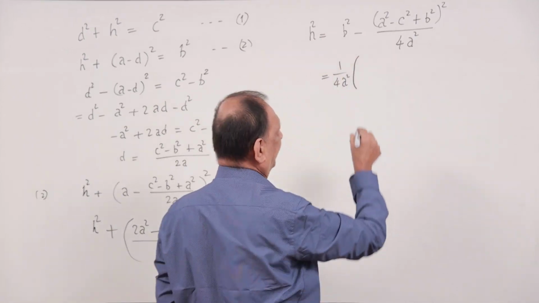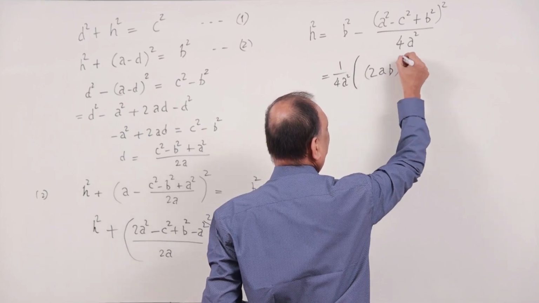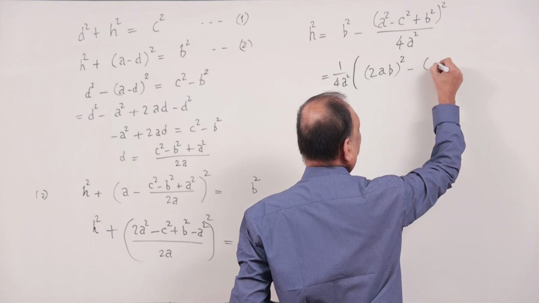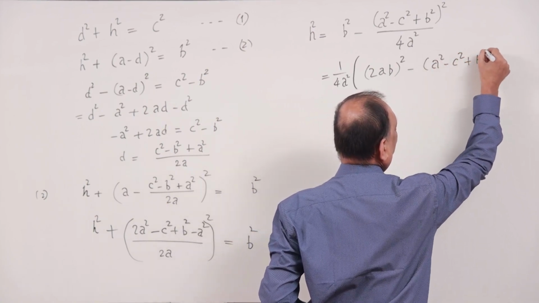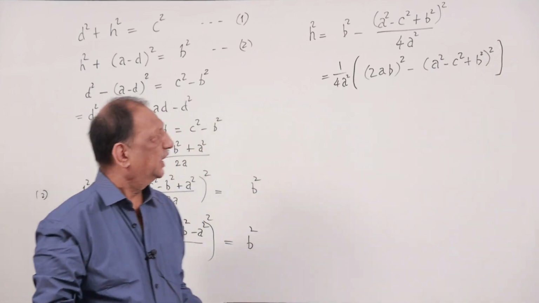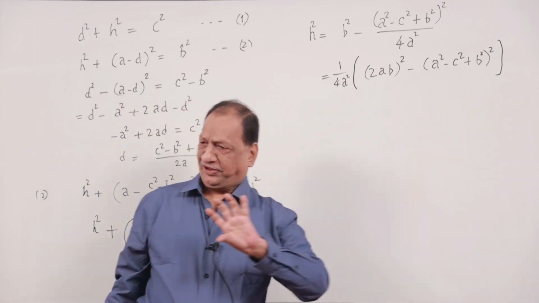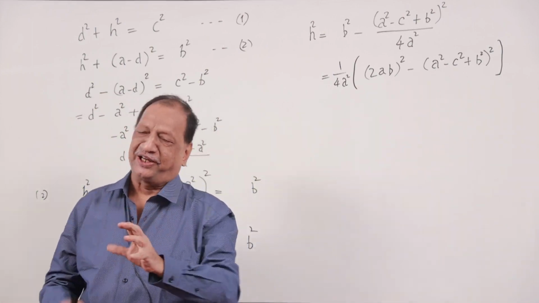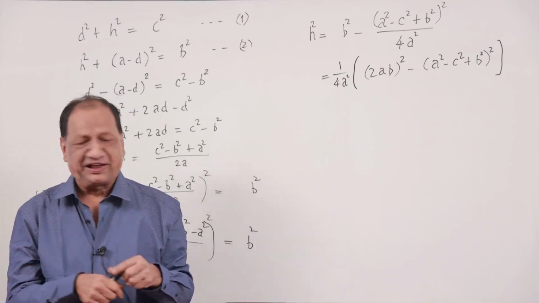This is 4a square b square. I can write that as (2ab) whole square minus (a squared minus c squared plus b squared) whole square. Correct? Now this form, a squared minus b squared, now x squared minus y squared, we know we can reduce that as a plus b multiplied by a minus b. See, that is the reason it was written like that.